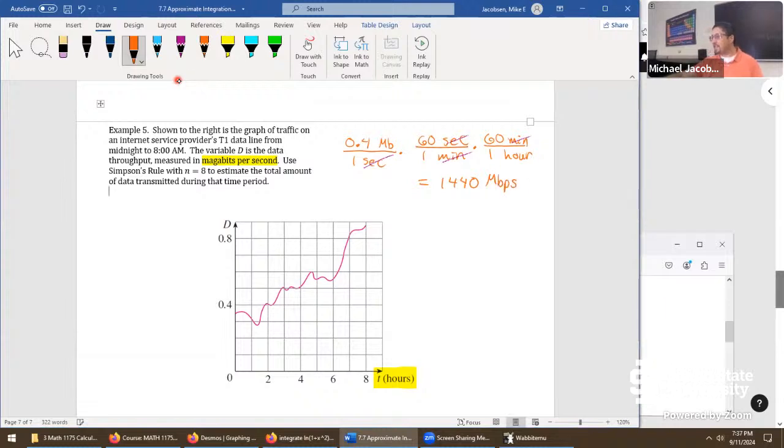Megabits per second, like that. Oh, you're right, megabits per hour. So after getting through all the units, I think we're on the right track. So that 0.4 is now, I'll just call it a 1440. Now we're using the right numbers here.